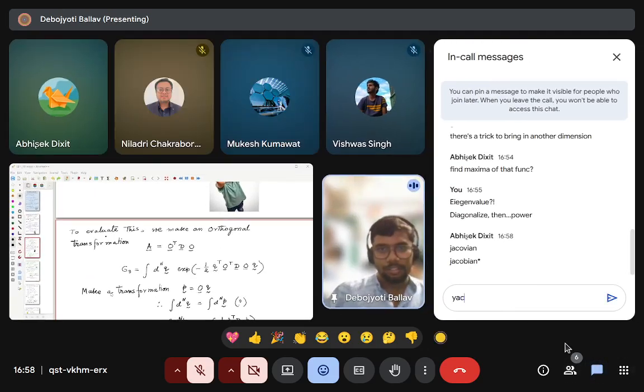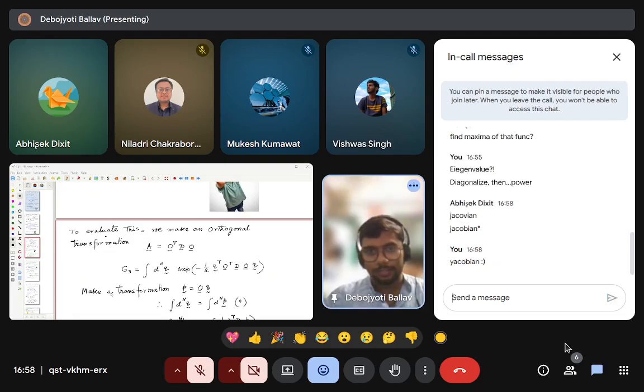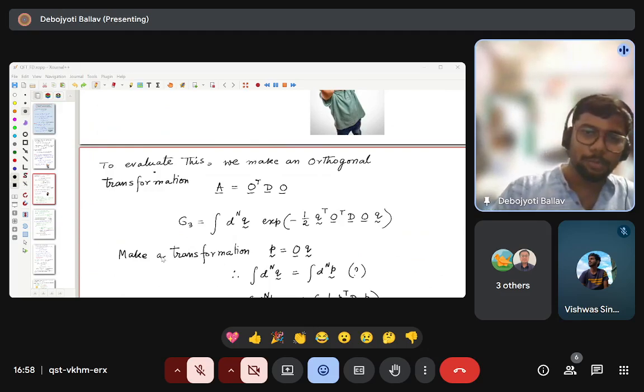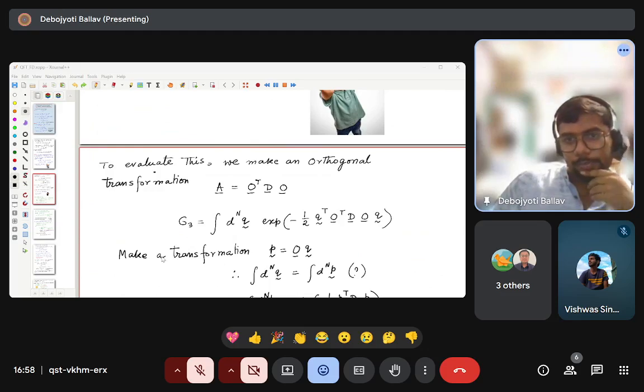But here I didn't write the Jacobian factor. Why? So I must write some J times the integral of dn of p. Correct? Is this wrong? I haven't written that Jacobian. So am I correct or not? Yeah, you're correct. We need to write some Jacobian factor. Probably I missed it.